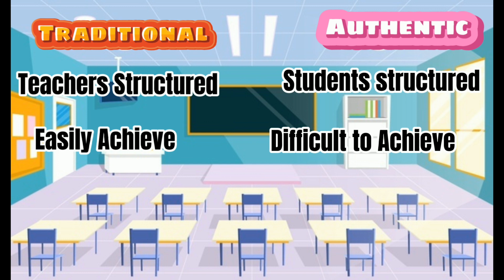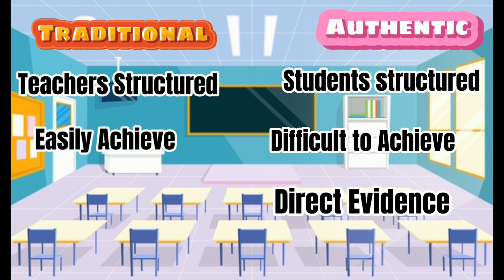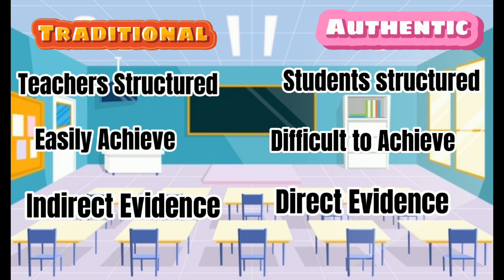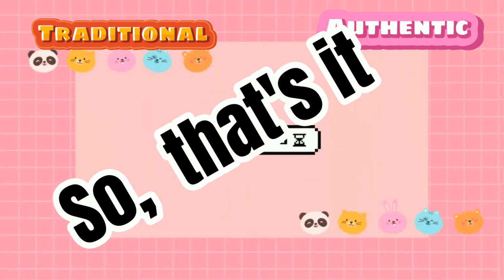Authentic assessment has direct evidence because it gives students the chance not only to know the contents but to actually apply the knowledge in a meaningful way. It allows for more direct evidence of learning the skills through demonstration or application. Traditional assessment, on the other hand, has indirect evidence because it may give quick information but may not provide real evidence of student learning. So that's it.